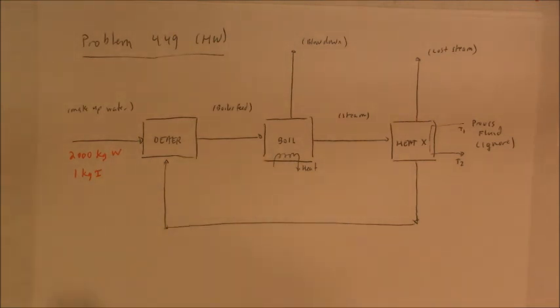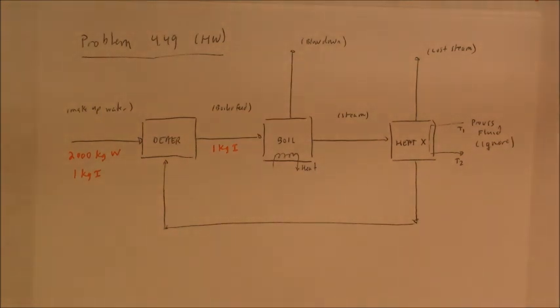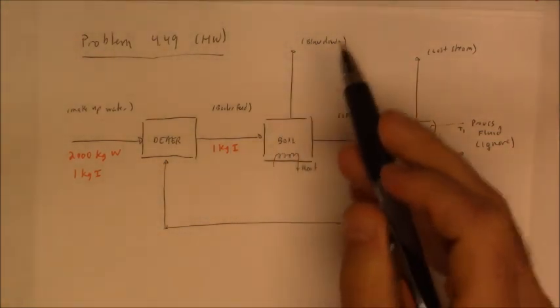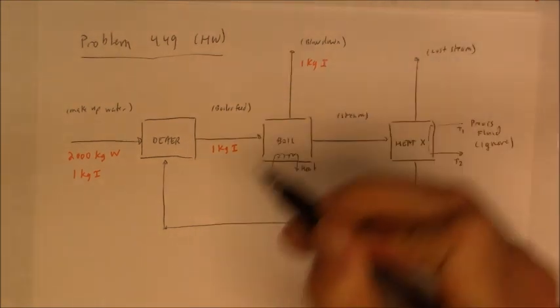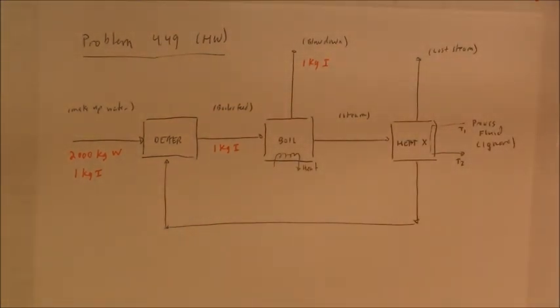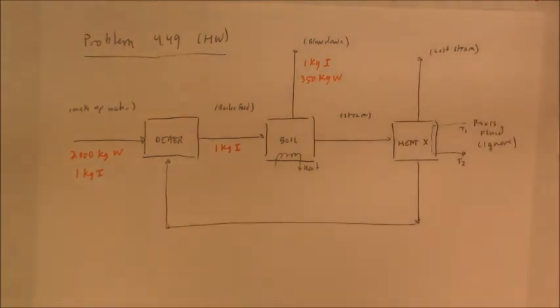Going from the deaerator to the boiler, again, I know that I have 1 kilogram I. All the impurities goes this way. I don't know how much water is there because we mix some. Okay, and then coming out of the boiler, we know that all of the I, all the impurities, comes out as blowdown. So we have 1 kilogram of I that comes out there. But we're also given a process constraint about the boiler in that 350 kilograms of water comes out per kilogram of I. So we know we have 350 kilograms water.